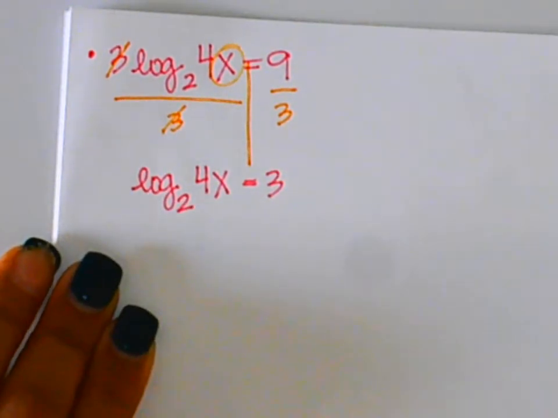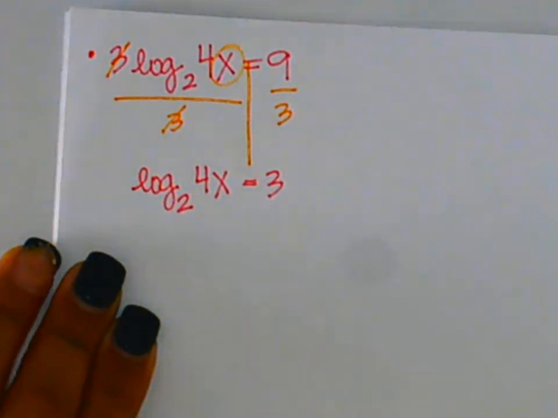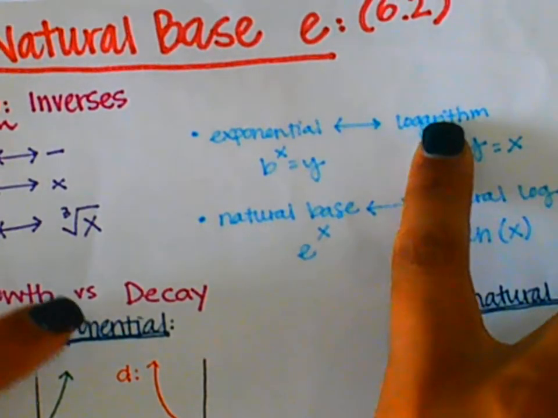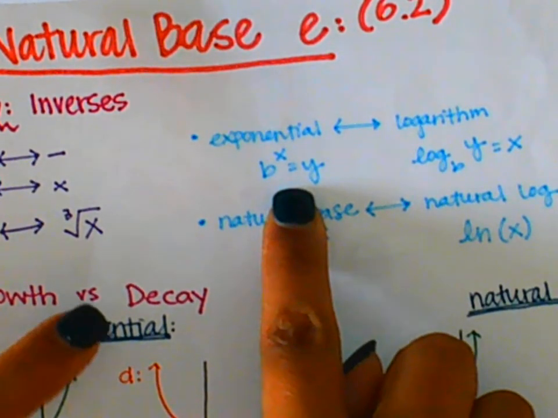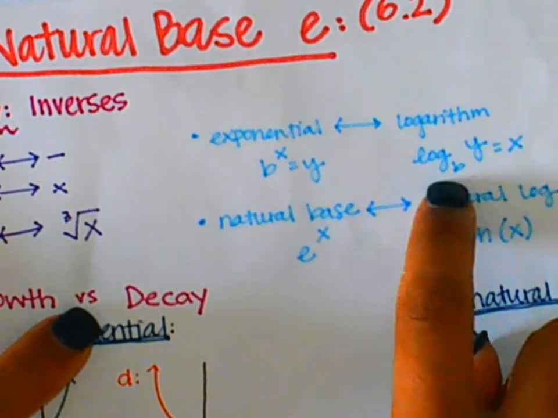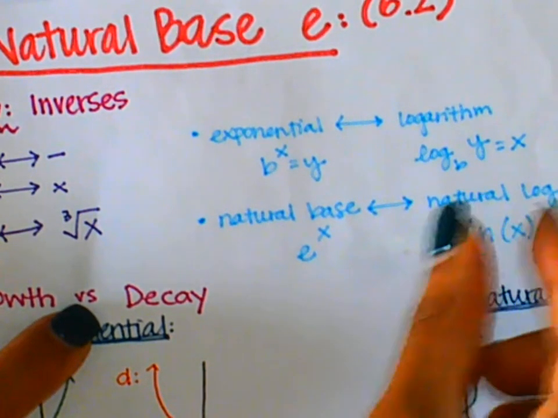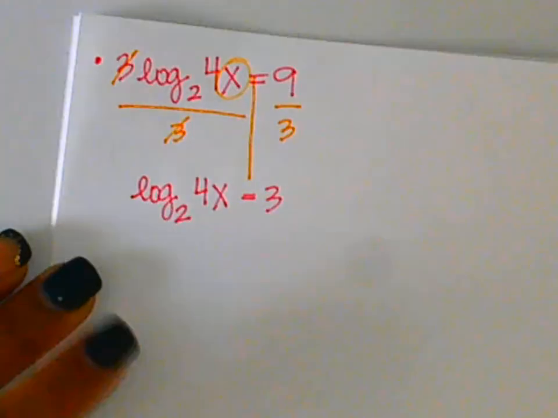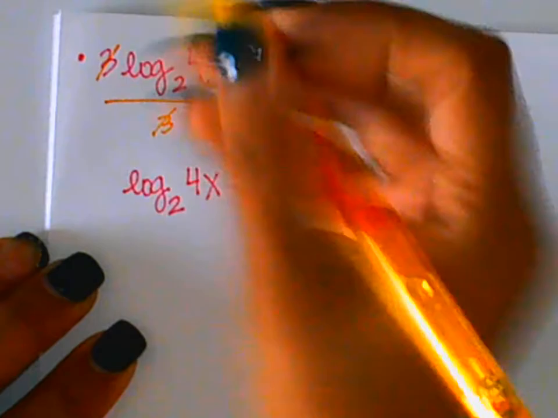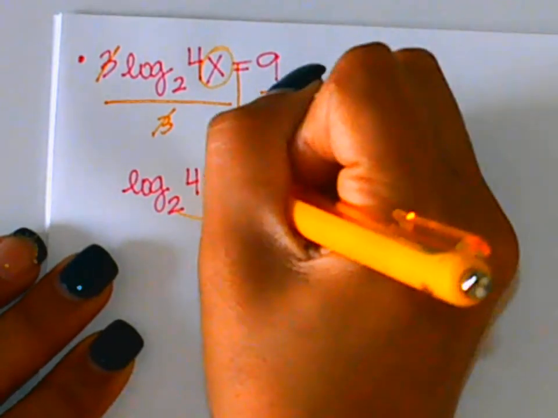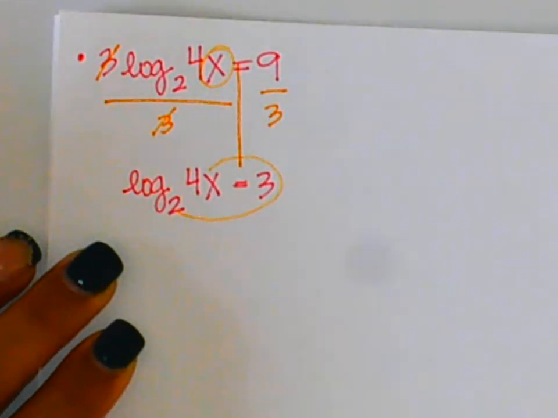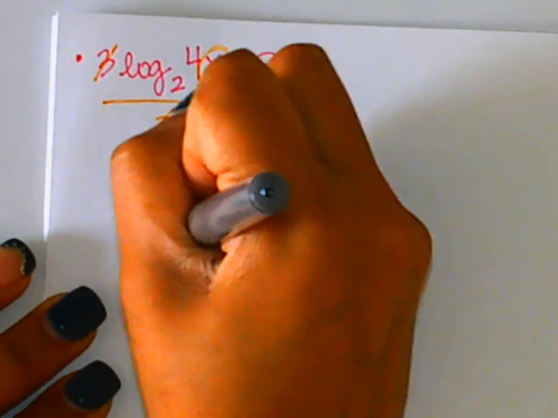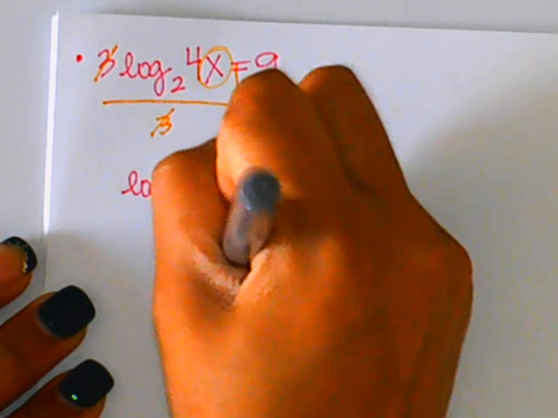I can't separate it unless, going back to this, instead of a log, I turn it into an exponential. When I do that, that log disappears and it's no longer locked into that log. I can move things a little bit more freely. So I'm going to draw my whale. Remember my little whale. And I get 2 to the power of 3 is equal to 4x.